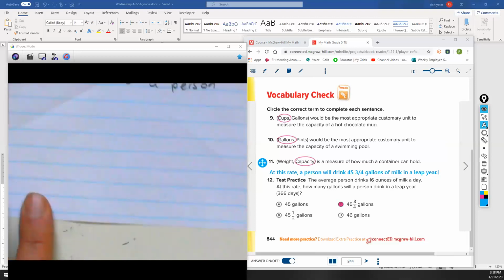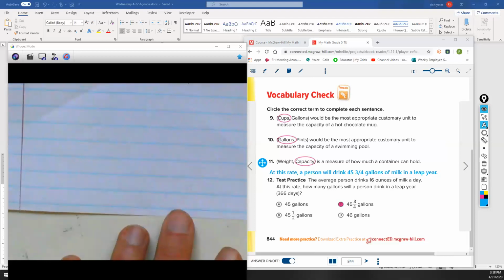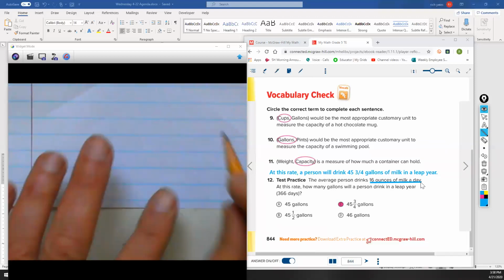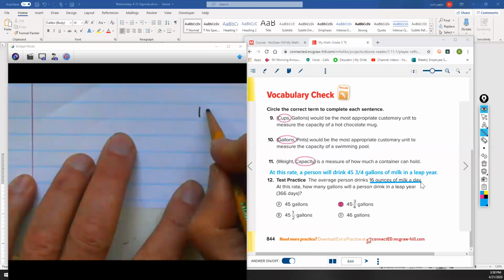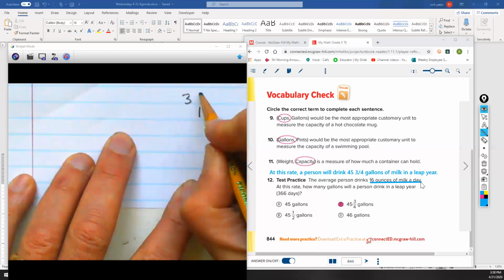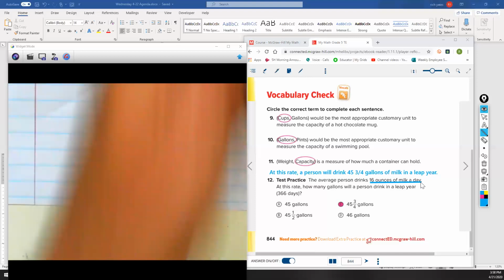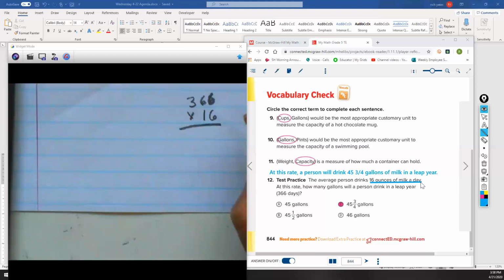How did I end up with 45 3/4 gallons? What I did is, and I'm going to put some lines in here so you kind of see where I'm going with this. I know that the average person drinks 16 ounces of milk a day. So first thing I'll do is I'll just multiply the 16 by the 366. When I take 366 multiplied by 16, I'm going to just do it really quick here.